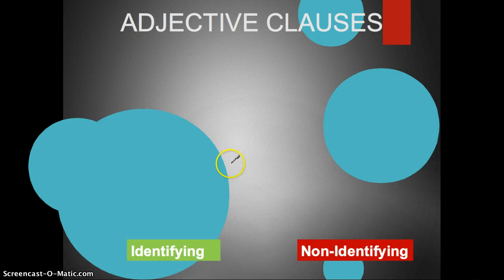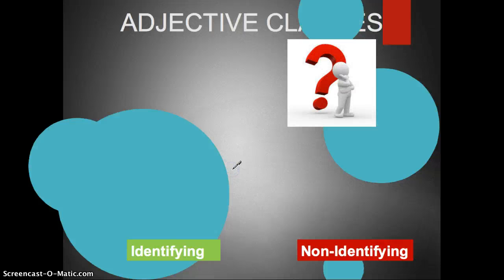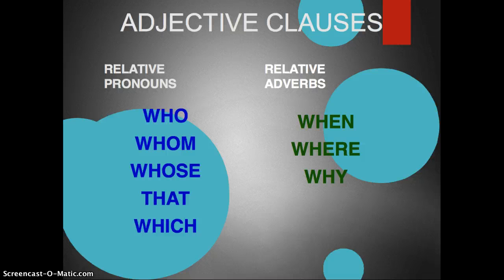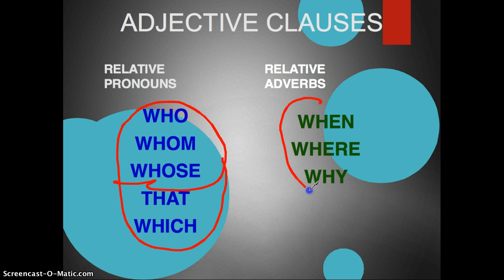The purpose of the adjective clause is to identify or give background information on nouns or pronouns in a sentence. Describe and tell us more about which person, place, or thing we are talking about. Adjective clauses require relative pronouns or relative adverbs. So we have here the relative pronouns who, whom, whose, that, which, and the relative adverbs when, where, why.